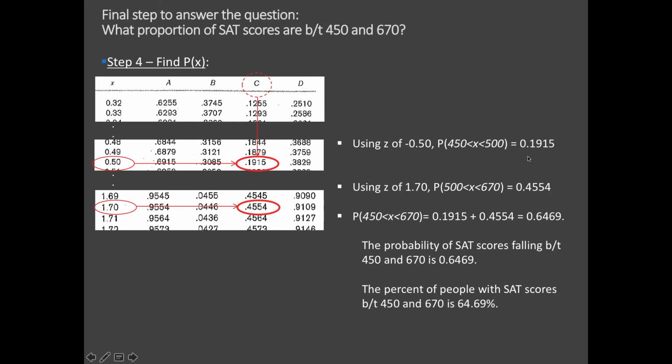So that's 0.1915 because we're using column C. And then the z of 1.70 is 0.4554. And then we add those two together and we get 0.6469. Now, we don't use a negative here because you don't have to worry about the negative in this case because it's just the distance between the mean and that number. So it's the same either way. Make sense?